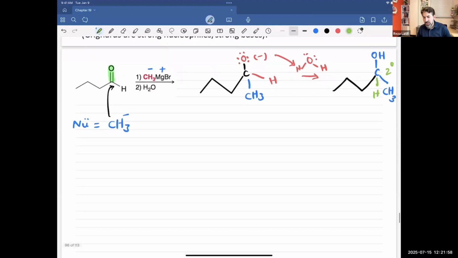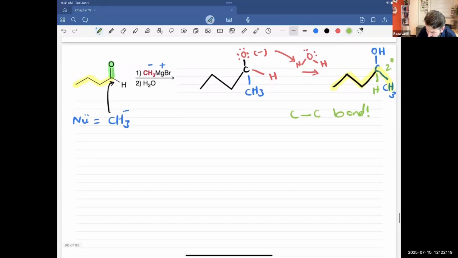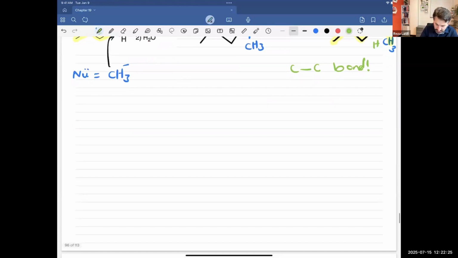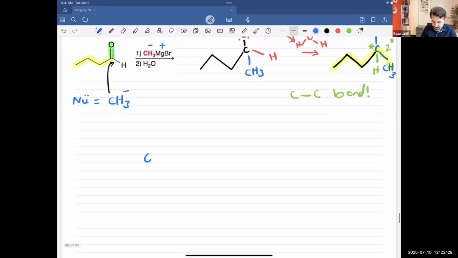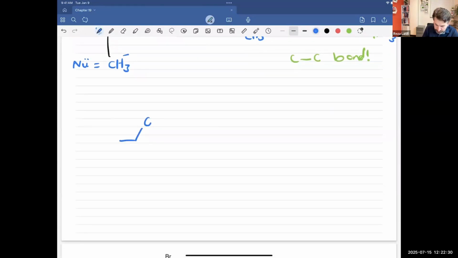Okay, now let's look at the number of carbons. We used to have 2, 3, 4 carbons. But right now we have 1, 2, 3, 4, 5 carbons. So the Grignard reagent will add a new carbon-carbon bond. And now this carbon is going to be a chiral center because it has 4 different substituents. And so I have a carbon that is attached to a propyl group.